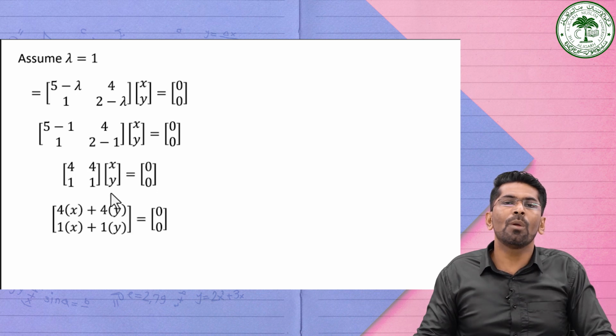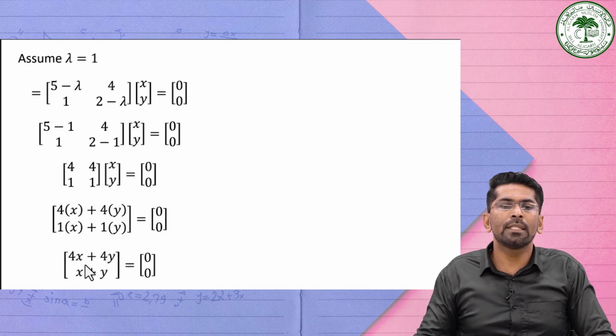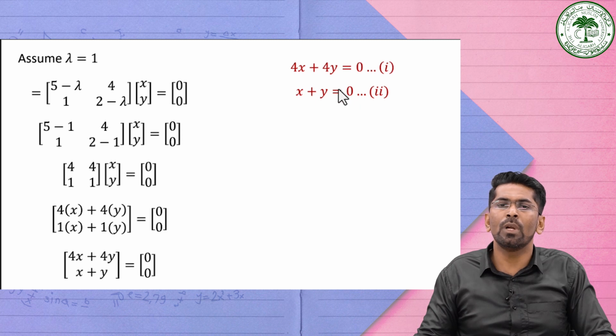Now we multiply the coefficient matrix with the variables. It will become 4 into x plus 4 into y, then 1 into x plus 1 into y. So it becomes 4x plus 4y, x plus y, which is equal to 0. I am separating this equation, equating with 0: 4x plus 4y is equal to 0, that is equation number 1, and x plus y is equal to 0. Both are equal, because dividing by 4 here, it will become x plus y.